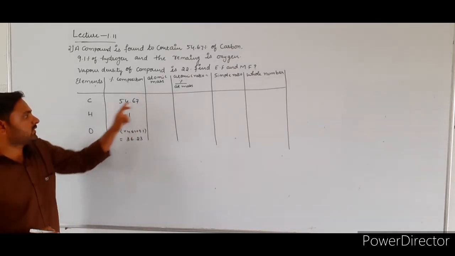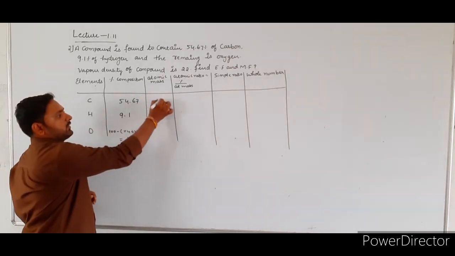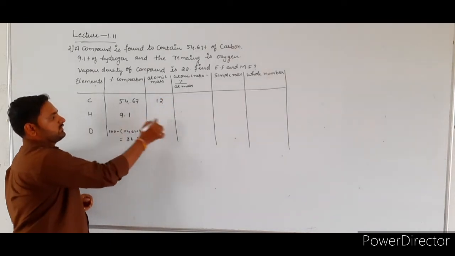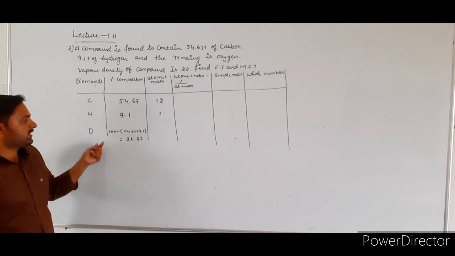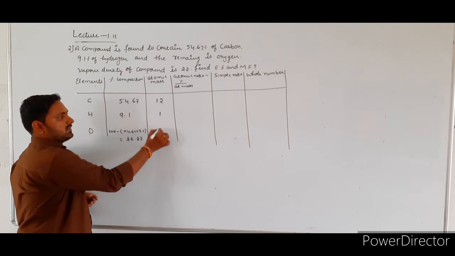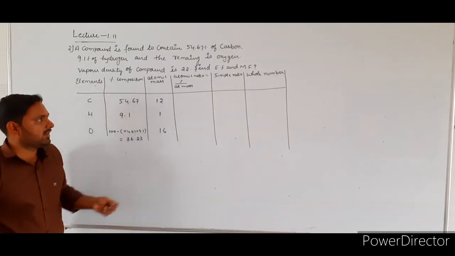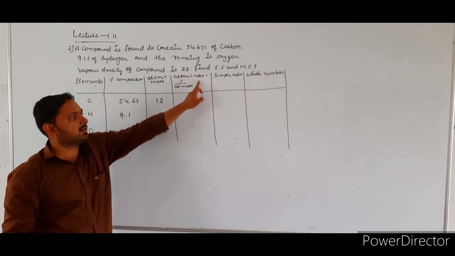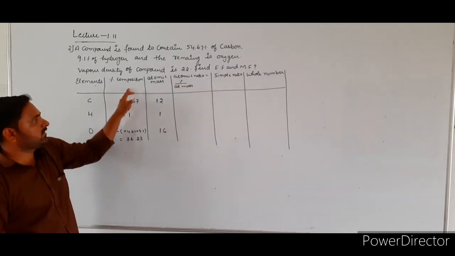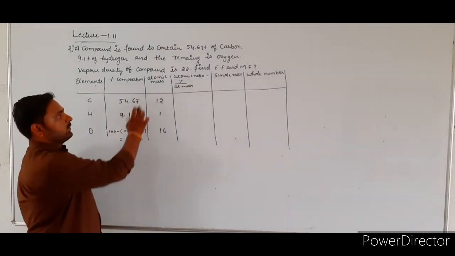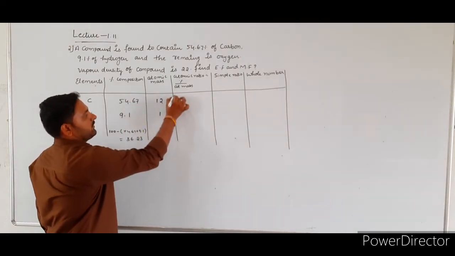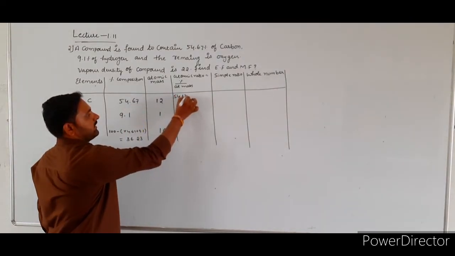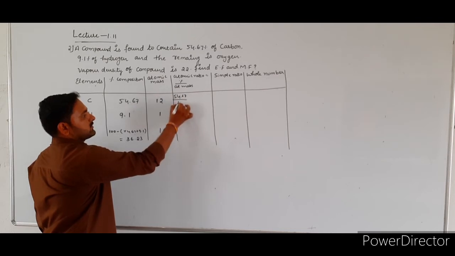Now, what is the atomic mass of carbon? 12. What is the atomic mass of hydrogen? 1. What is the atomic mass of oxygen? 16. Right? In the next column, you have to calculate atomic ratio. To calculate atomic ratio, you have to divide these two numbers. What is the percentage composition? 54.67, divided by atomic mass 12.